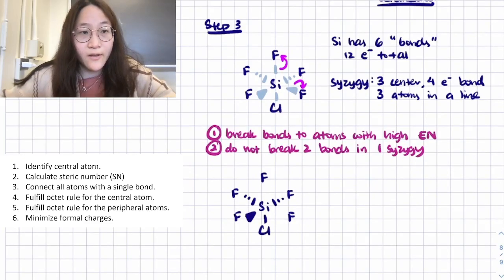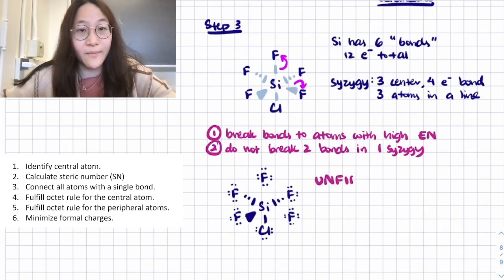Next, we need to fulfill the octet rule for our peripheral atoms. Let's go ahead and fill those in. We need to add 8 around those isolated fluorines, and then 6 around each of our non-isolated fluorines and the chlorine. Great. Now don't stop here. We still need to get to formal charge.